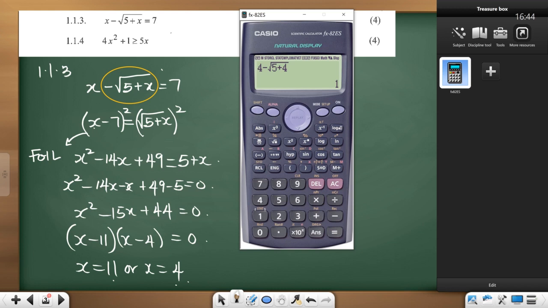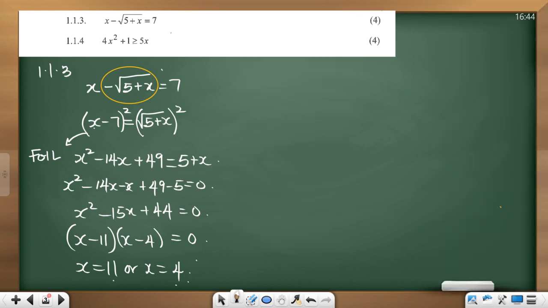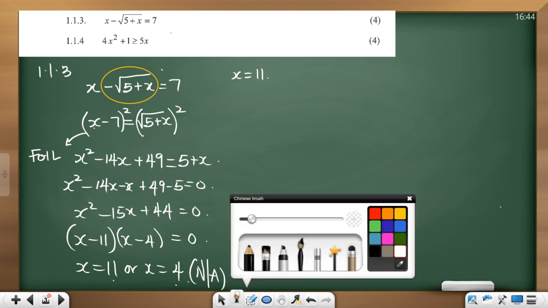Please take note. You need to discard that answer. So we are going to then say not applicable. So our answer is just that. For selecting the correct answer, you would have 1 mark. So this is how it's going to be marked.